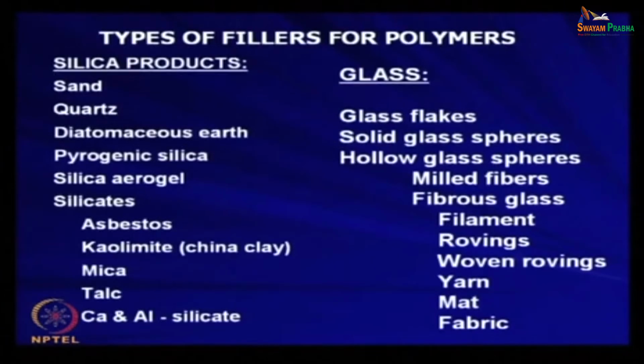Then glass based fillers, say glass in the form of flakes, glass spheres, and hollow glass spheres, milled fibers meaning chopped or very short glass fibers, fibrous glass in the form of filament, rovings, woven rovings, yarn, mat and fabric. That means glass can also be drawn into the form of fiber, glass fiber, and from that glass fiber fabric is also made. Those glass fiber fabrics are used for thermal insulation purposes and for making composites, glass fiber reinforced polymer composites.